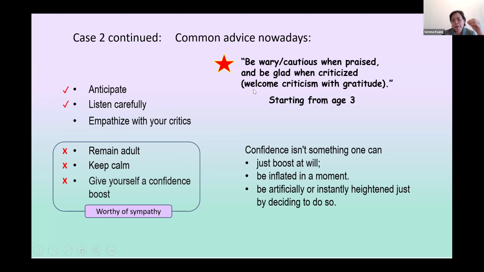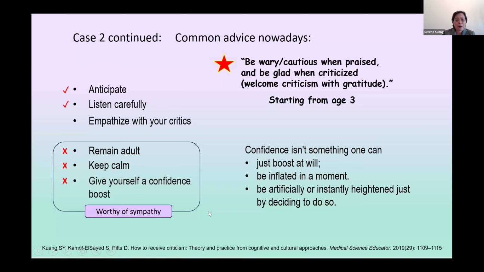If this value is deeply rooted in their minds, when they become adults and face criticism, when their limbic system has a negative defensive reaction, this teaching will function and try to deny the natural animal response and be adult, keep calm. And there's no need to boost the confidence. So I feel this is so prevalent everywhere.